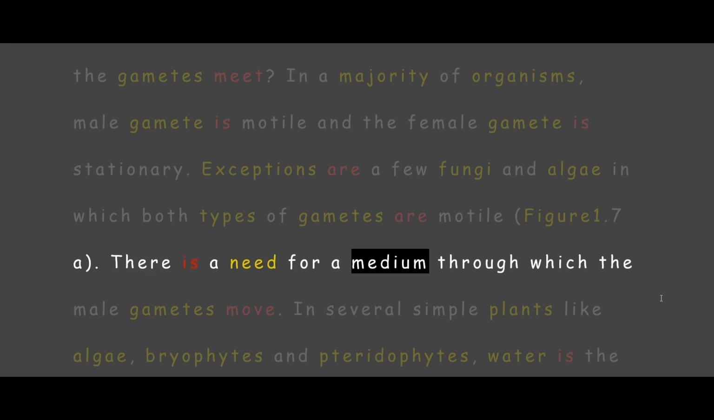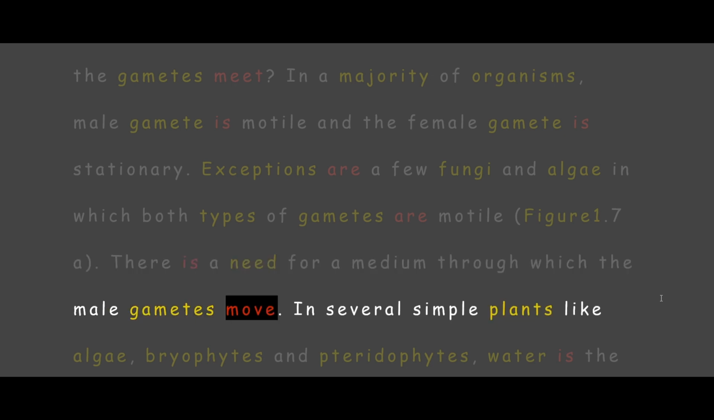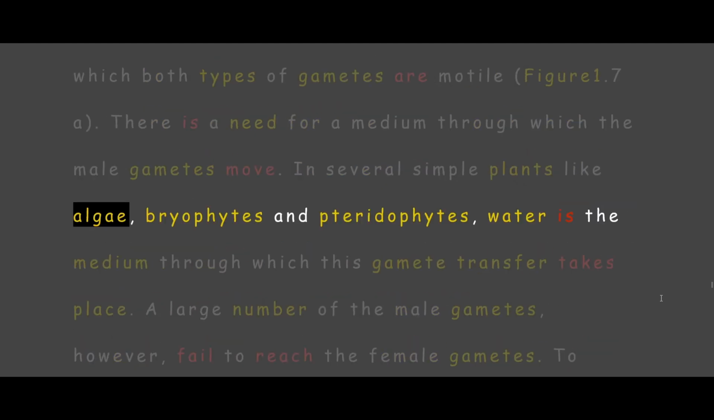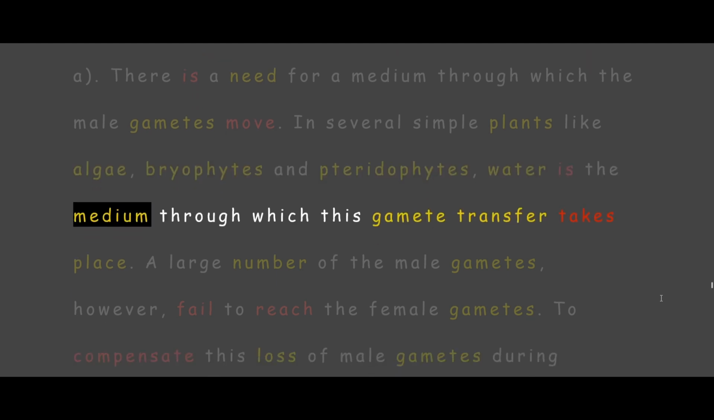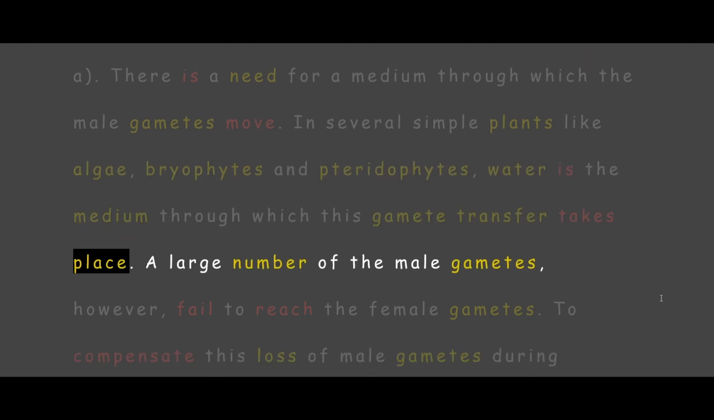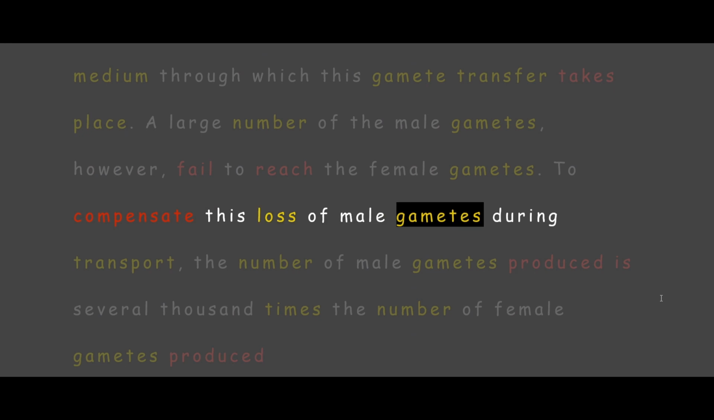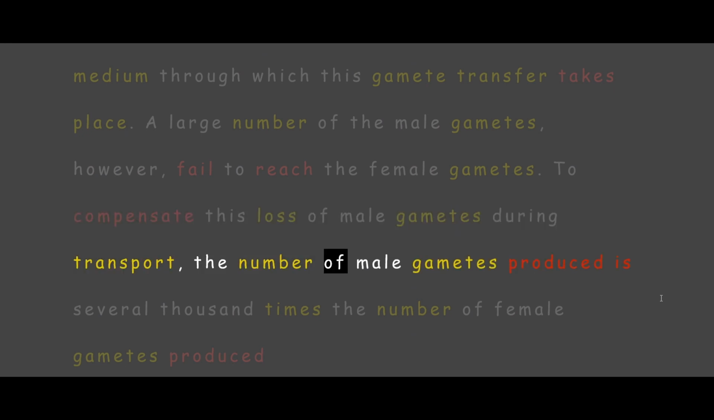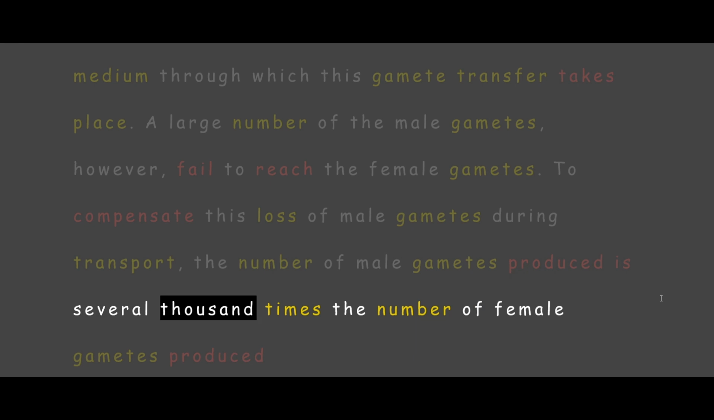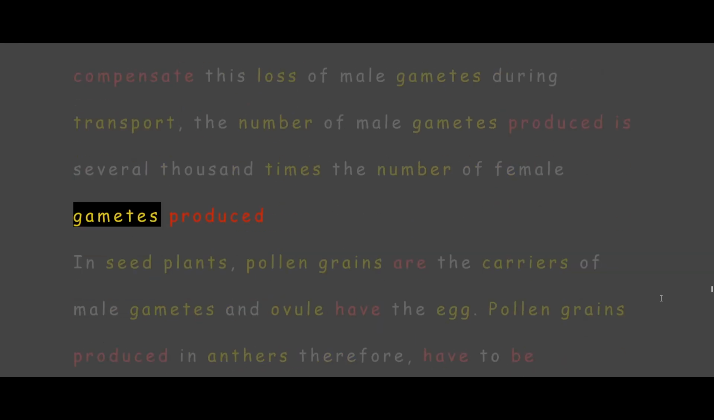There is a need for a medium through which the male gametes move. In several simple plants like algae, bryophytes and pteridophytes, water is the medium through which this gamete transfer takes place. A large number of the male gametes, however, fail to reach the female gametes. To compensate this loss of male gametes during transport, the number of male gametes produced is several thousand times the number of female gametes produced.